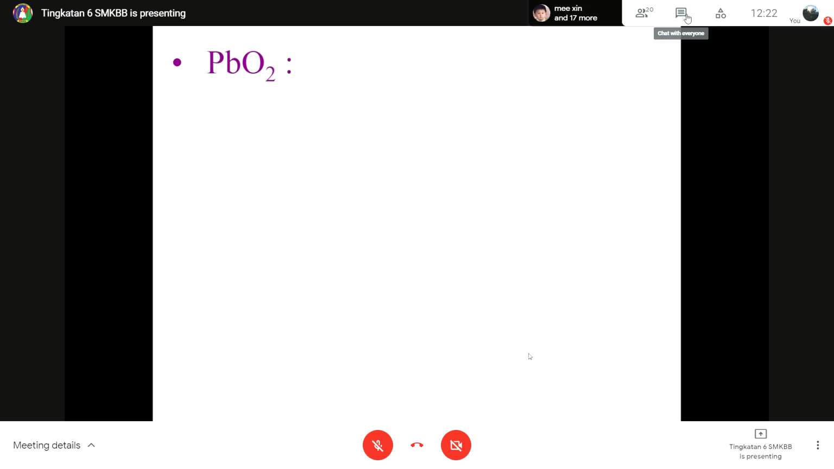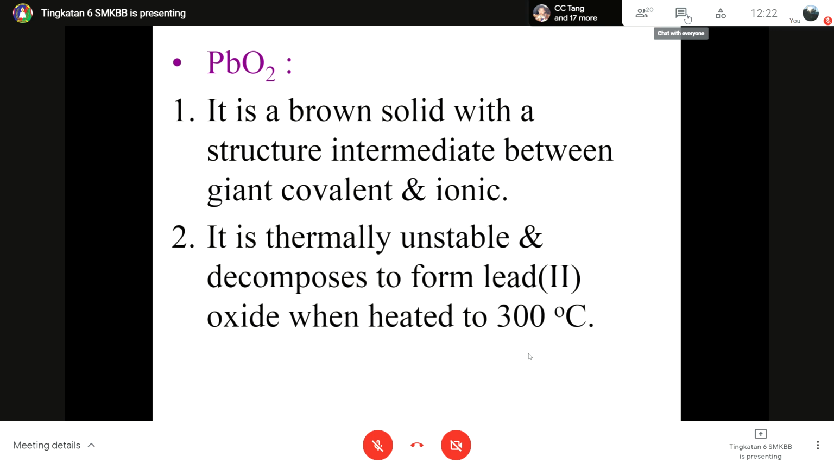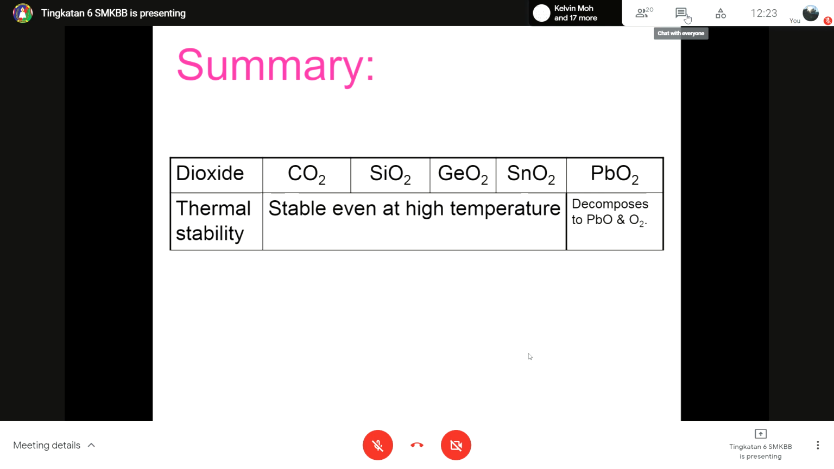Okay, PbO2. Now it's a brown solid. PbO is also brown. This one is a brown solid, with a structure also intermediate between giant covalent and giant ionic. Normally we classify it as an ionic compound. Of course, this one is thermally unstable. It will decompose back to PbO when you heat it to about 300 degrees Celsius. PbO2 goes back to PbO. Okay, so that is thermal stability.